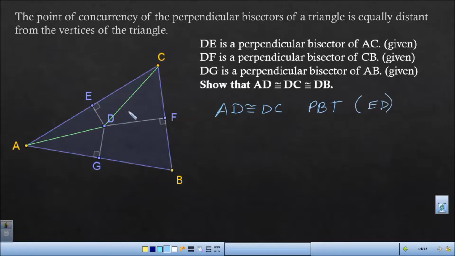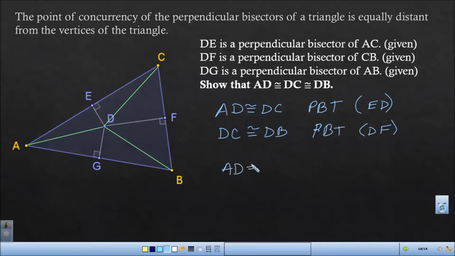Now, if I go over to perpendicular bisector DF, I have another line segment. Because D is on DF, that means that DB and DC are the same length. So I can say that DC is congruent to DB by the perpendicular bisector theorem for bisector DF. And by the transitive property then, AD is congruent to DB.